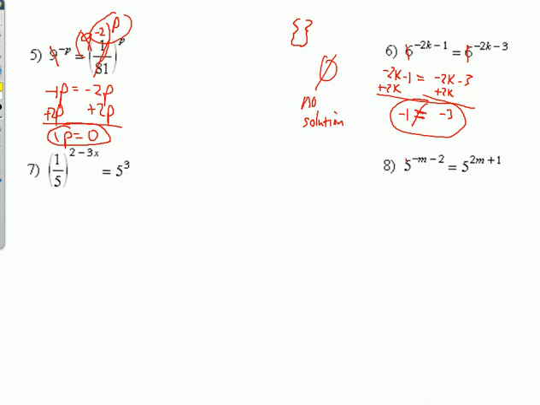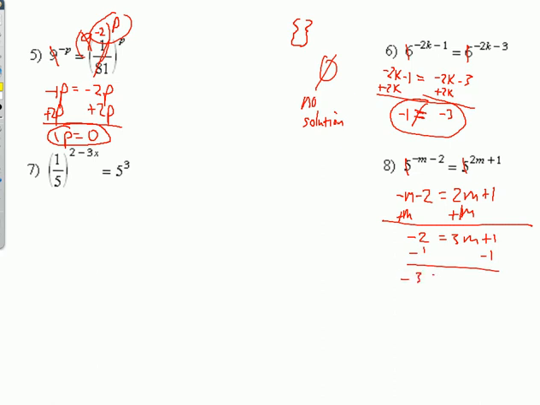Let's go to number 8 over here, because this one looks pretty simple. Cross out my 5's, negative m minus 2 equals 2m plus 1. I start to solve, I'm going to add m to both sides. I just want to keep things positive. Negative 2 equals, that's 3m, because that was a 1m, plus 1. I subtract 1, negative 3 equals 3m, divide by 3, m equals negative 1 in the end.